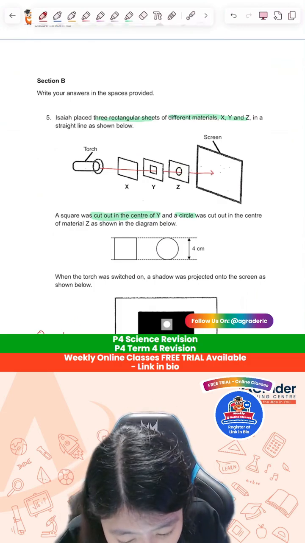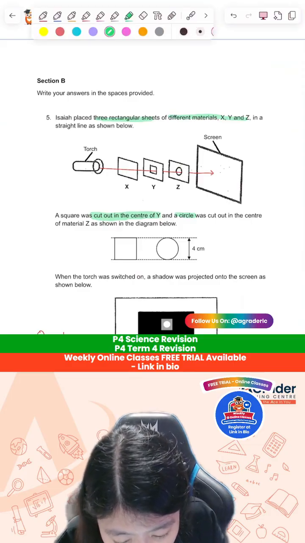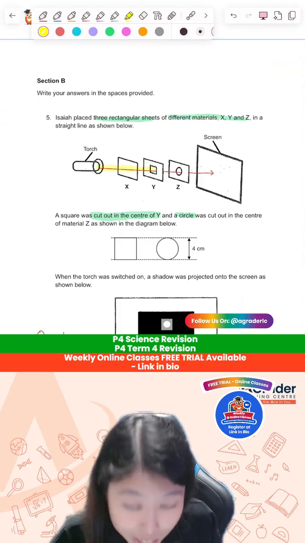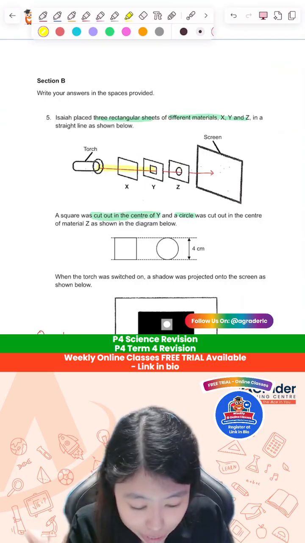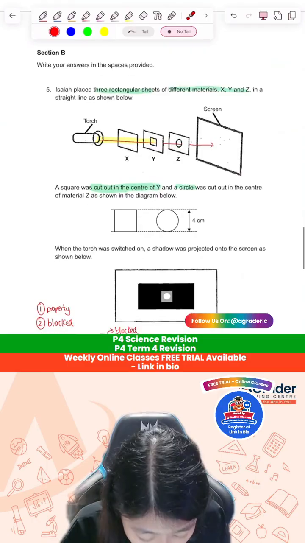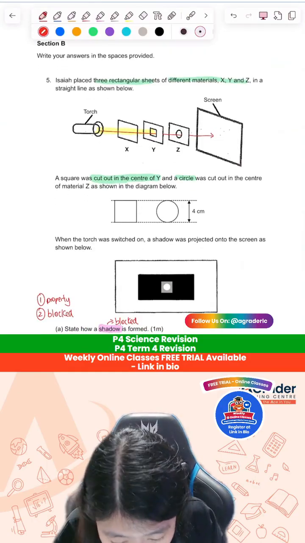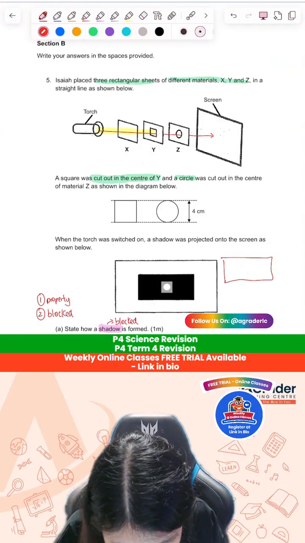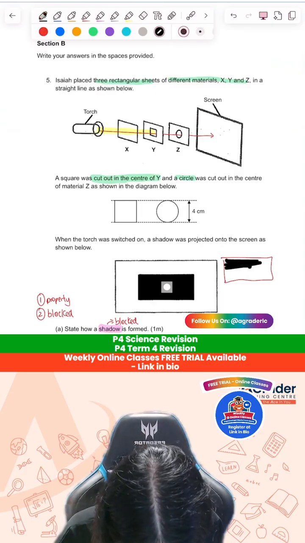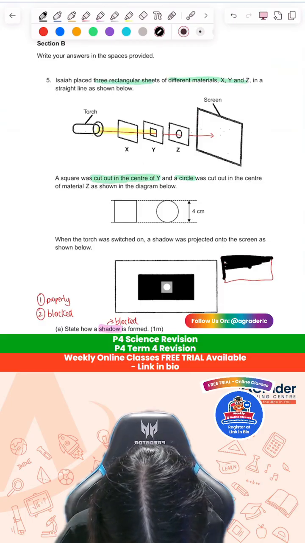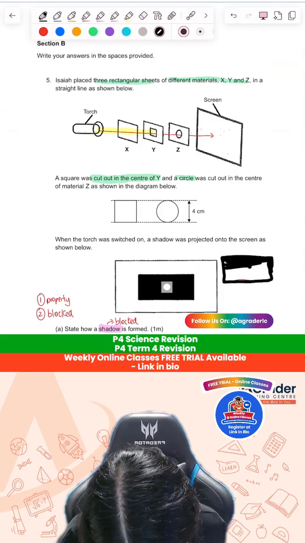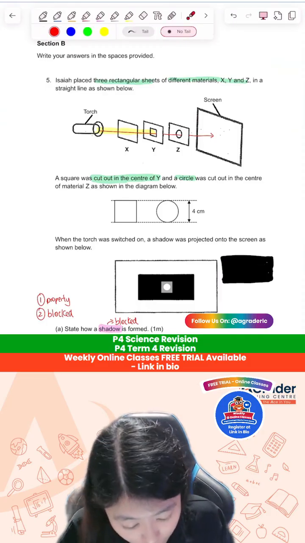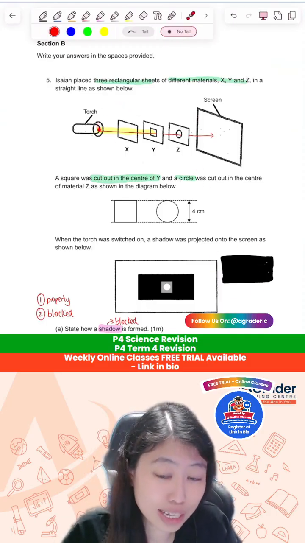Okay, so basically this tells me that my path of light comes out from the torch. It managed to go through X, because if X blocks all the light, if X is opaque, you will not even see anything here. You would actually just see, because X doesn't have a hole, right? You would actually see this. It will be entirely like this. This would be your shadow on the right, provided X does not allow light to pass through.